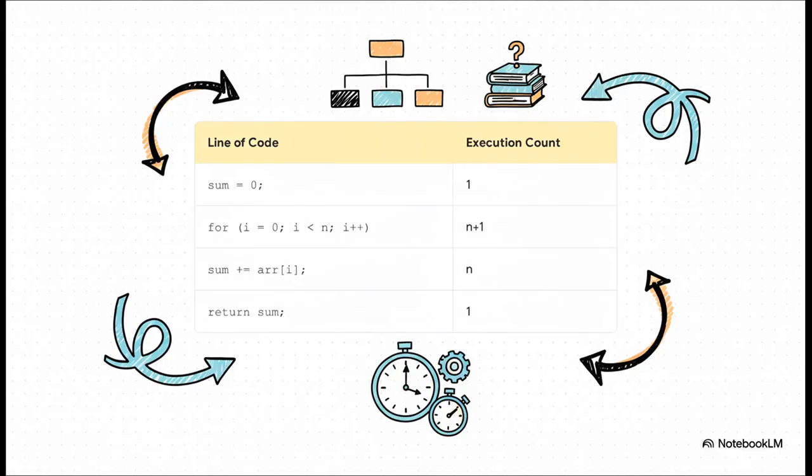Okay, let's break this down line by line. First, setting sum equals 0. That's one step. Easy. Now, the for loop is a bit tricky. The condition gets checked for every single item, plus one final time when the loop fails and stops. That's why we have n plus 1. The addition inside the loop, that happens exactly n times. And finally, returning the result is one last step. Add all that up, and you get a grand total of 2n plus 3 steps.